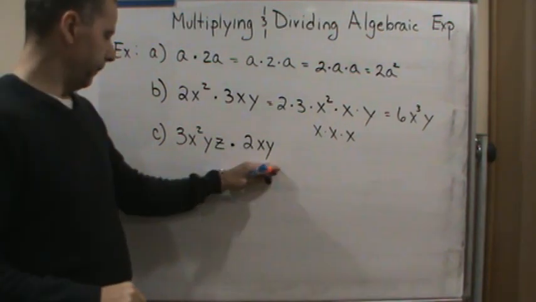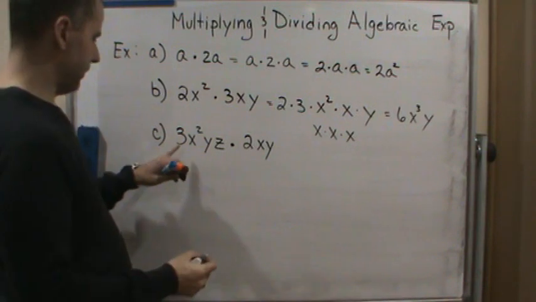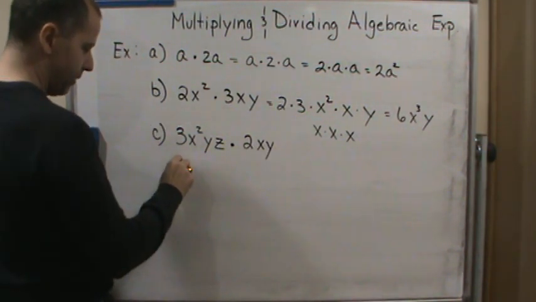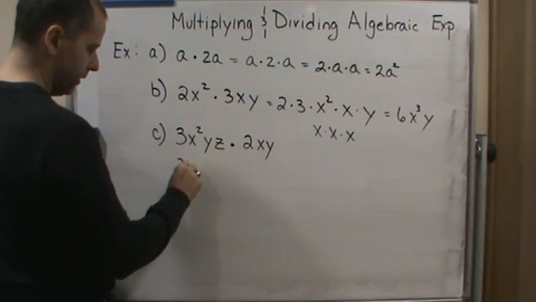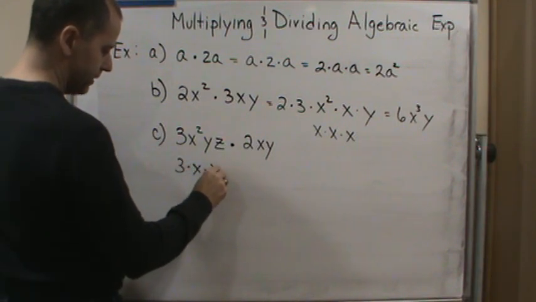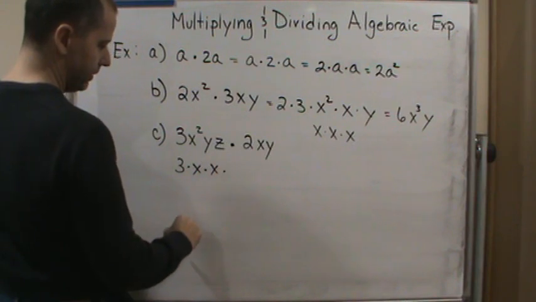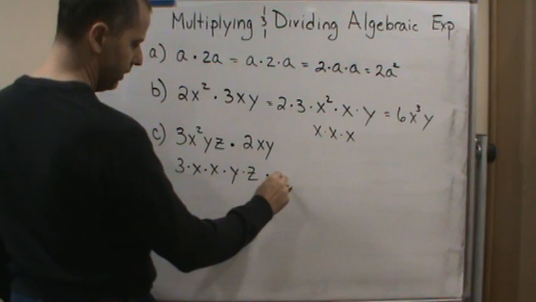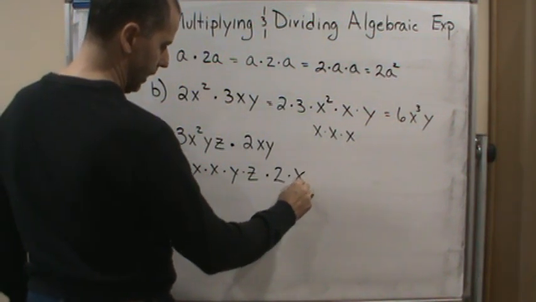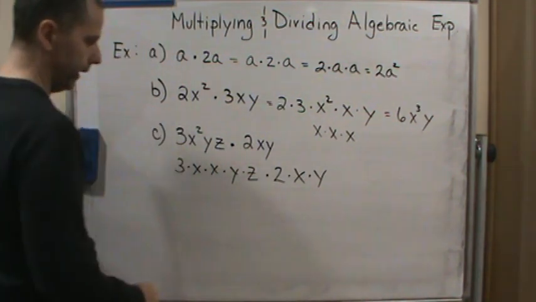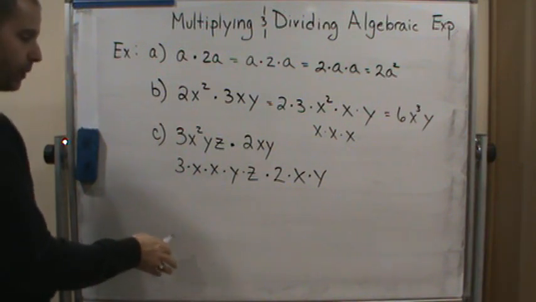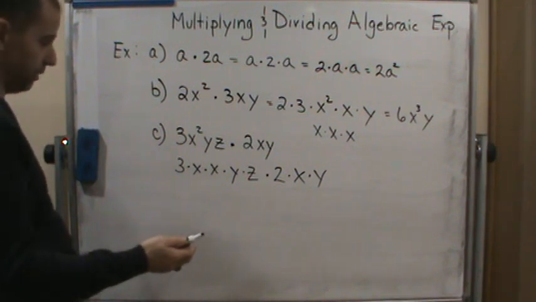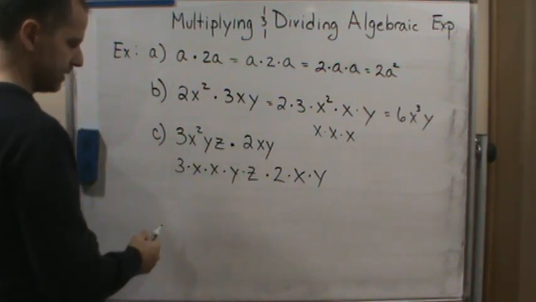Okay, now let's do this one. Again, I'm going to do the same thing. Let's rewrite this just to make it obvious. Let's rewrite this as 3 times x times y times z times 2 times x times y. And now I'm going to use the commutative property. I'm going to move things around. So I'm going to group the like terms together, right? So I'm going to group the constants together.